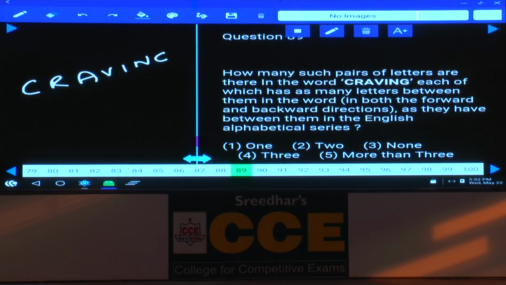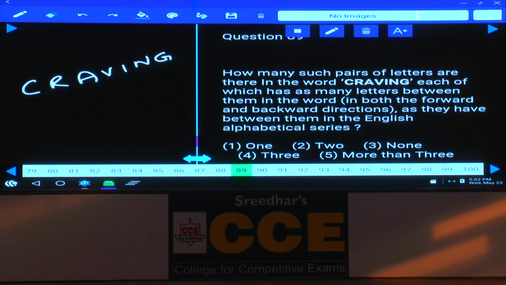Then 89. Now the word craving, C-R-A-V-I-N-G. Now in this word craving, how many such pairs of letters are there which have as many letters between them as in the alphabet? Starting with C, start counting this one: C, D, E, F, G, H, I, R, S, T, U, V, W, A, B, C, D, E, and we find no letter more than this one, I, J, K, and so on. Left hand side to right hand side, we could not find even a single pair.